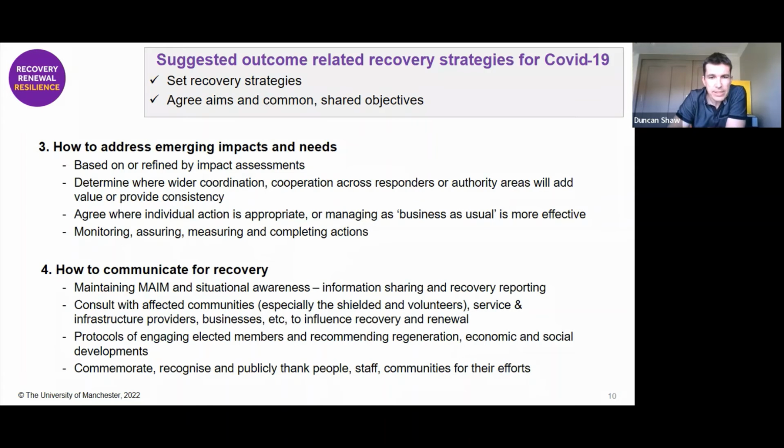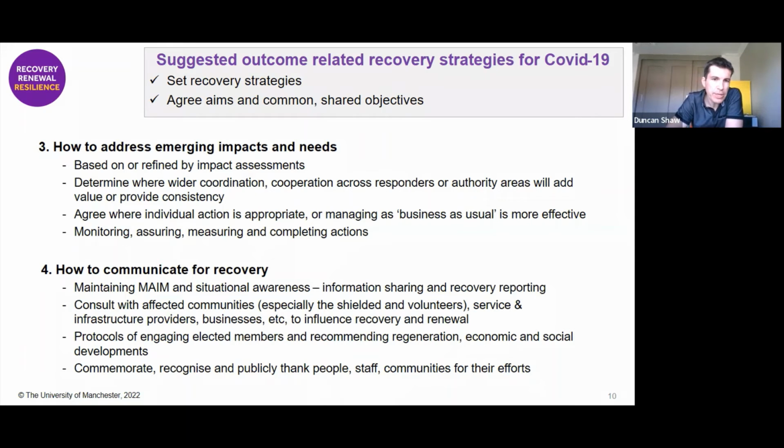Yeah, so just communicating for recovery. We've seen it time and again, the importance of communication, both inside organisations and then outside to members of the public. But in order to communicate, you need to have good information, good situational awareness. Multi-agency information management is important, so that you know that you're presenting and providing and communicating an up-to-date picture as to what's actually happening. You need to consult with different communities to understand how they are experiencing the current situations, how they are wanting to experience recovery and renewal.